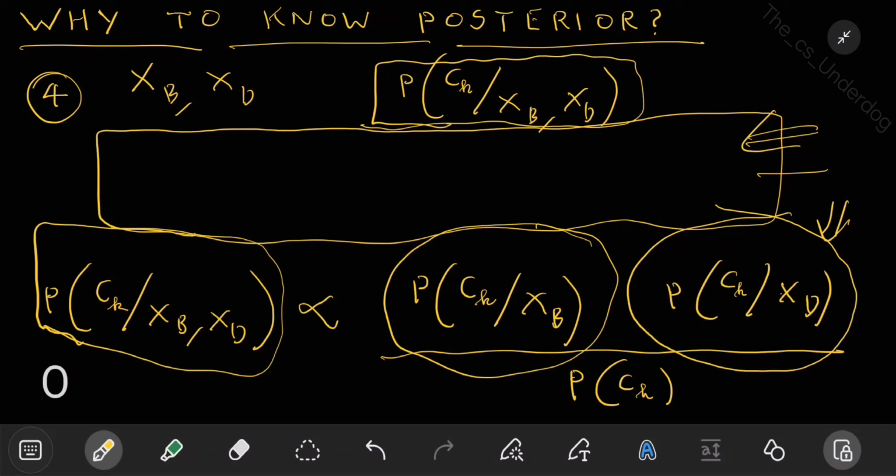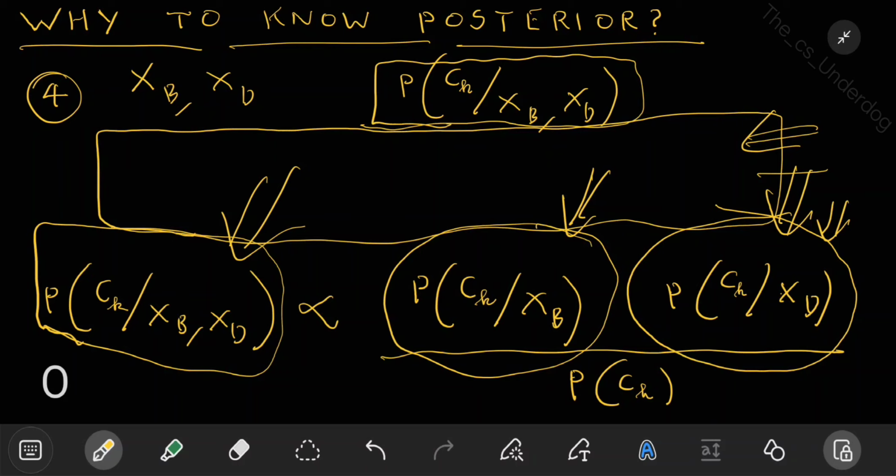Which means if you find the posterior separately, you can combine them and find the posterior of the whole term. Simply, if you know the posteriors, then it's easier for you to combine the submodels and make the larger model. So these are the major advantages of having the posterior.